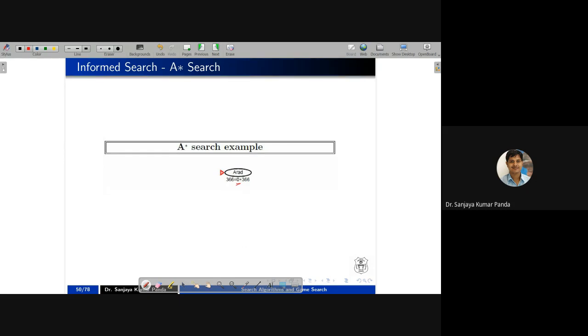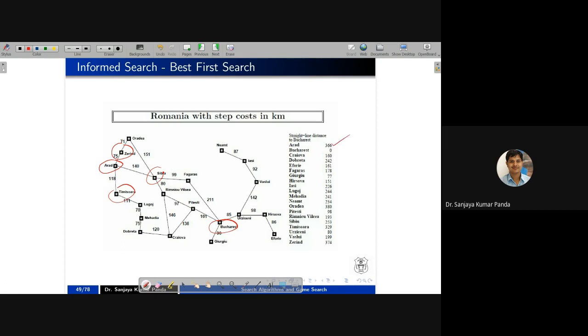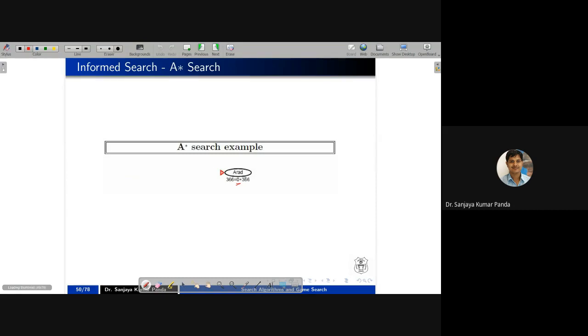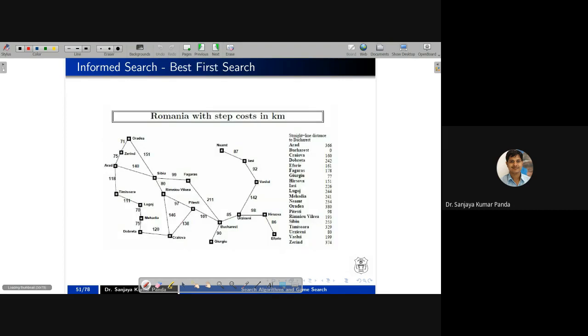And Arad to Bucharest, what is the straight line distance? The straight line distance is 366. So you got this value 366. Total is 0 plus 366, you are getting 366 only. Now, when you expand A, you will get Z, S, and T, right? And what is the cost for A to S? By looking into this graph, you can tell the distance from A to S. That is 140.